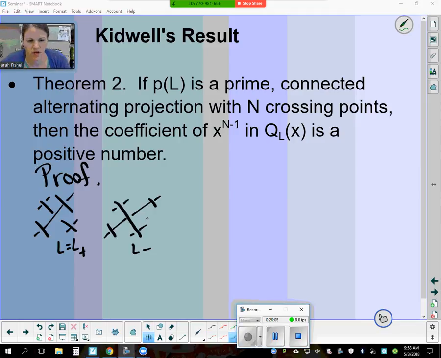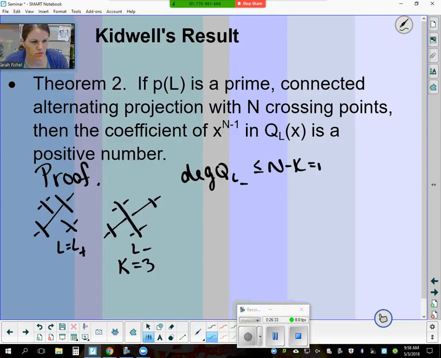Okay, so our L naught or our L minus projection still has n crossings, and it has a bridge number of 3, and that is from right here, 1, 2, and 3. By theorem 1, which we just proved, we know that the degree of our Q polynomial of the L minus projection has to be less than or equal to n minus k, which would be equal to n minus 3, since our k is 3.